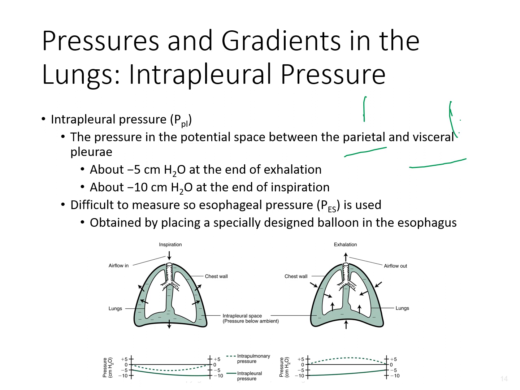I would pay attention to these numerical values here. End exhalation is usually about -5. What happens with the pleural pressure at end exhalation? The pleural space is smaller, and a smaller pleural space means a smaller subatmospheric pressure left over. If I'm inhaling, I have a much bigger pleural space, which means a bigger suction pressure at end inhalation. So at end exhalation it's only -5, and at end inhalation it's about -10 centimeters of water.